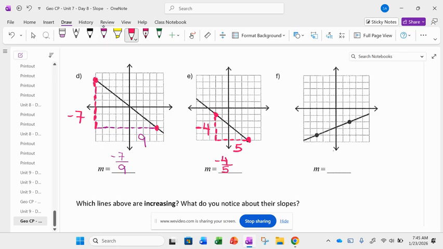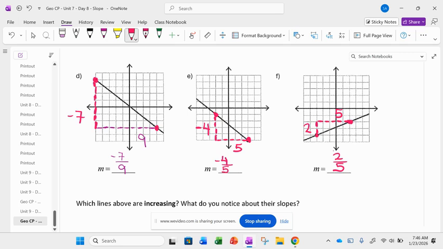And the last one, I'll start here and I'll work my way to this point. So we're going up 1, 2. So that's a positive 2 since I'm going up 2. And then I'm going to the right 1, 2, 3, 4, 5, which is a positive 5 to the right. So this is 2 over 5. For all of these slopes, I can't reduce the fraction, so I just leave it as it is.